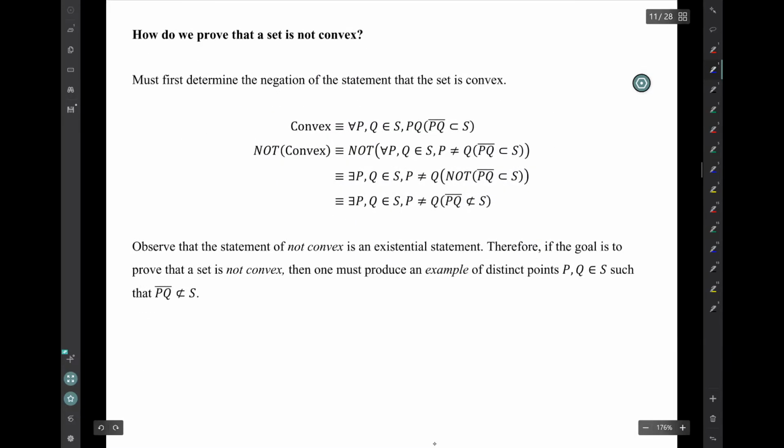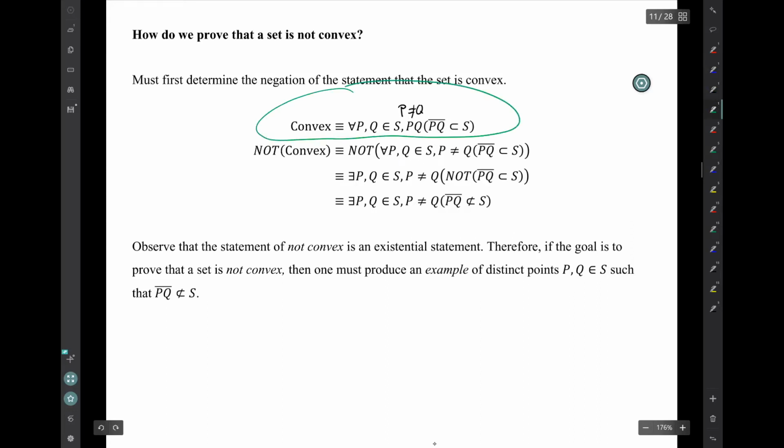Let's go on. How do we prove that a set is not convex? Well, first, let's determine the negation of the statement that the set is convex. Now here there's a typo. So to say that a set is convex means this.